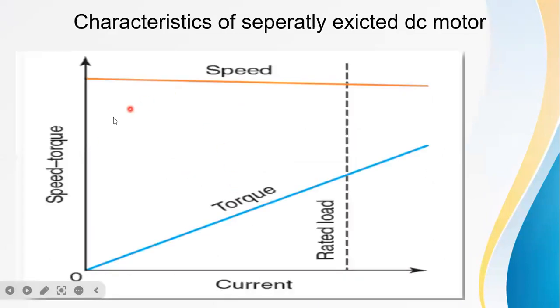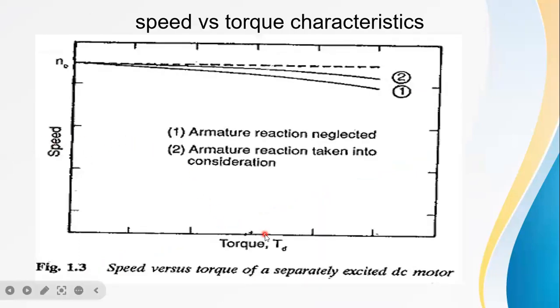Then, coming to the other characteristics, this is the speed versus armature current characteristic. Here this is speed; with speed and current, the characteristics are like this. And then the torque versus current characteristics are increasing like this. These are the torque versus current characteristics, the speed versus current characteristics, and then the speed versus torque characteristics. So by designing the separately excited DC motor in MATLAB Simulink, we can identify these characteristics.